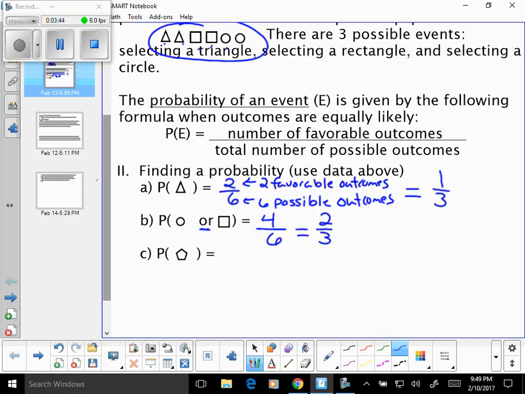In C, they're asking us to find the probability of choosing a pentagon. There are no pentagons in the box. Therefore, there are 0 favorable outcomes over the 6 possibilities. So our probability is a 0. If they had asked us for triangle or circle or square, that would be 6 out of 6, and that would be expressed as 1.